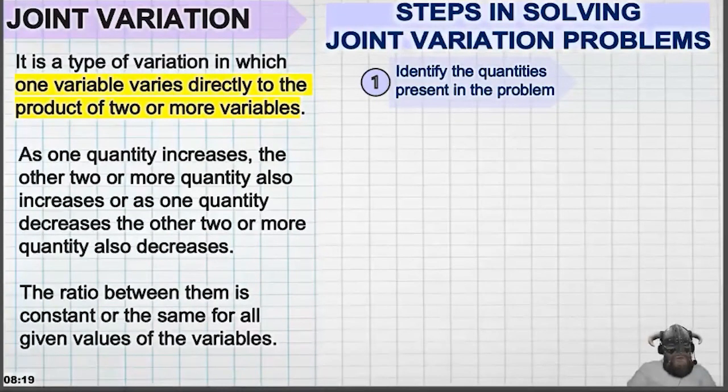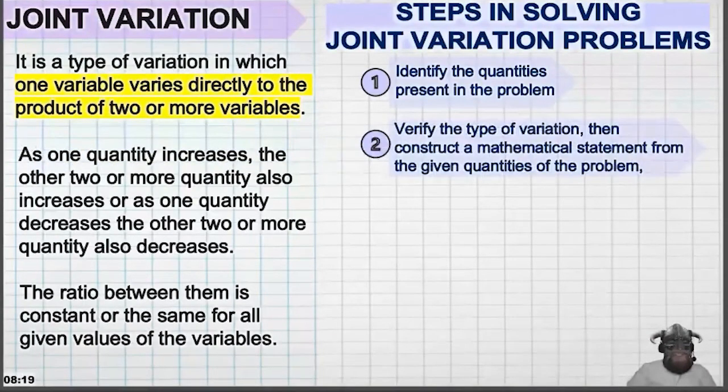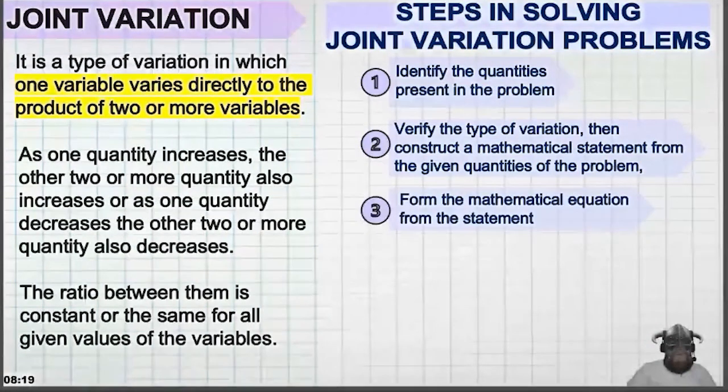So as we recall, the first step is for us to identify the quantities present on the problem. Ang kagandahan dito kay joint variation, madali na siya. Nandun sa first sentence din yung kanyang mga quantities. The second is for us to verify this type of variation, then construct a mathematical statement. So, isa pang maganda dito sa joint variation, nasa first sentence pa lang, alam mo na agad na joint variation siya. And then third will be to form a mathematical statement, equation from that statement.